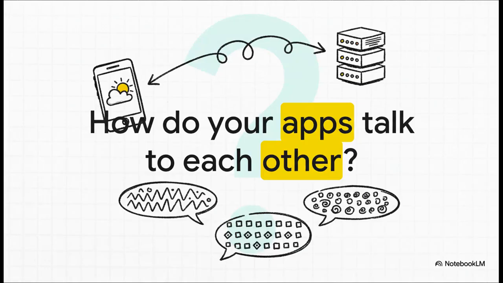Seriously, think about it for a second. How does that weather app on your phone, written in one language, get all the up-to-the-minute data from a server that's probably written in a completely different language? They've got to have some common ground, right? A shared vocabulary so they can understand each other.